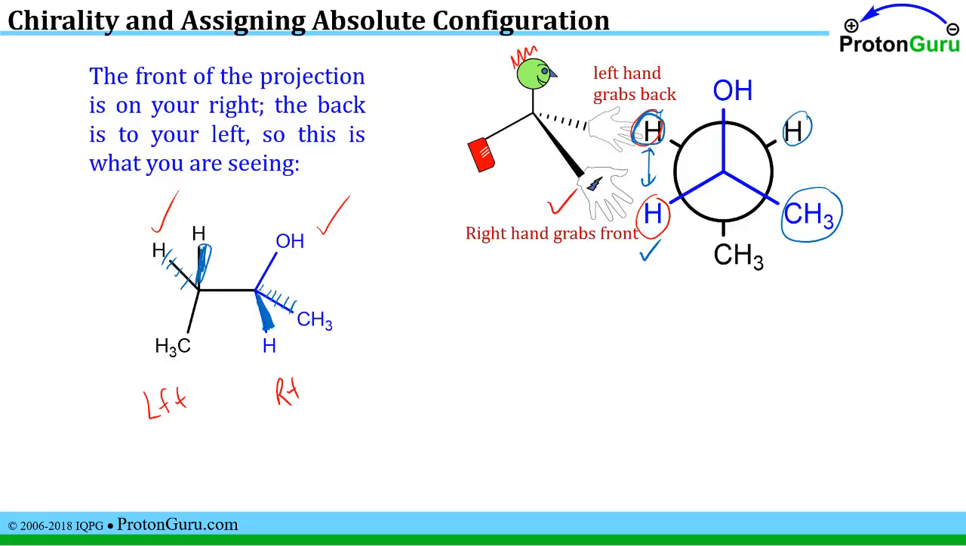Now we can go ahead and assign the configuration of that site. We have to prioritize. 1, 2 would be this ethyl group over here. 3 is this methyl group, and your fourth priority is H. Well, your fourth priority is in the front, so we need to count 3 to 2 to 1. We count backwards because the molecule is oriented backwards of what would be what we call the ideal. So 3 to 2 to 1, that would be the R configuration.